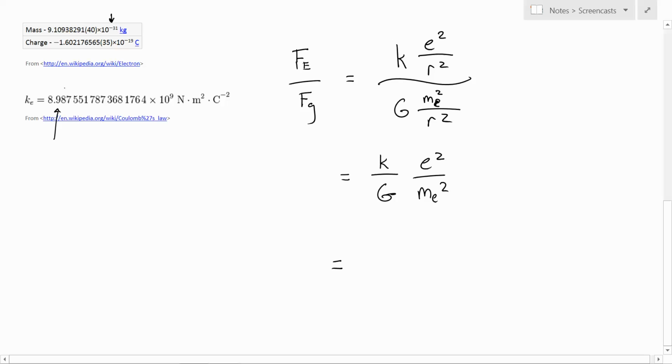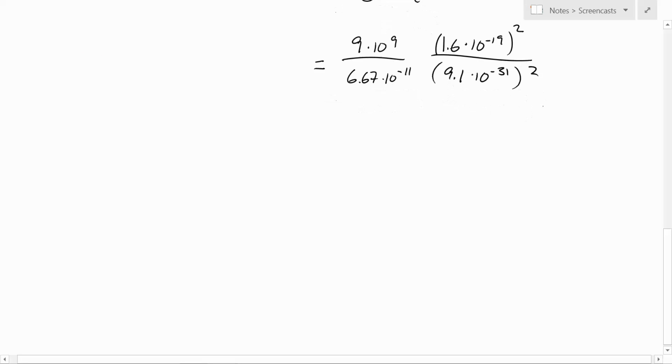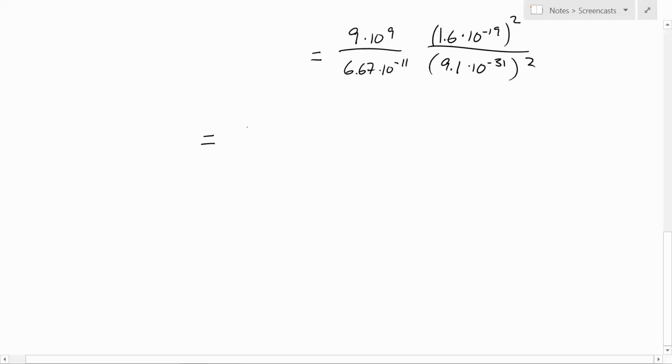So k looks like 9, I'll call it 9, times 10 to the 9th. G, we said, is 6.67 times 10 to the negative 11th. So already, we're going to see something interesting happen. e, we have up here as negative 1.6, but since we're squaring it, doesn't really matter too much, times 10 to the negative 19th. And then the mass of the electron we have as 9.1 times 10 to the negative 31st, squared. So, let's group out all the coefficients, and then all the powers of 10.